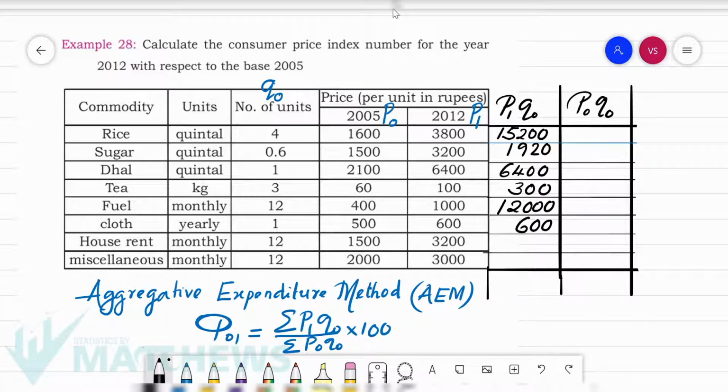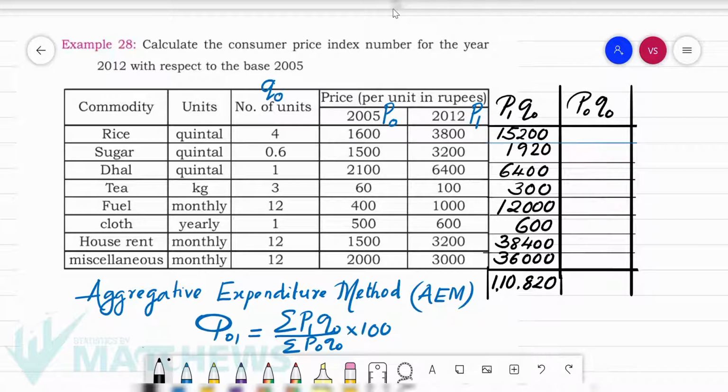Then 3,200 into 12. Okay, so it would be 38,400. And the last one is 3,000 into 12, which is 36,000. So it would be something around 36,000. So when we add all these students, how much will it be? Somewhere around 1,10,820 you get.